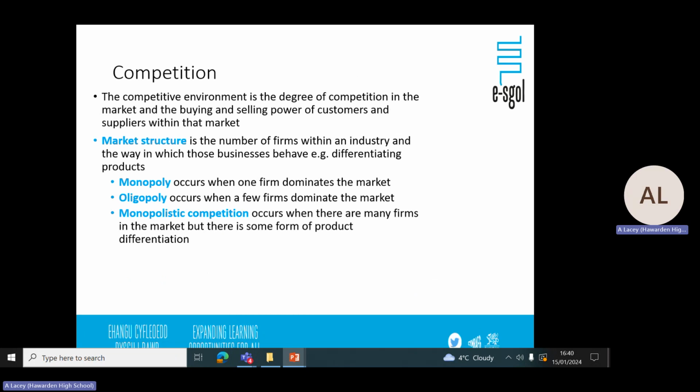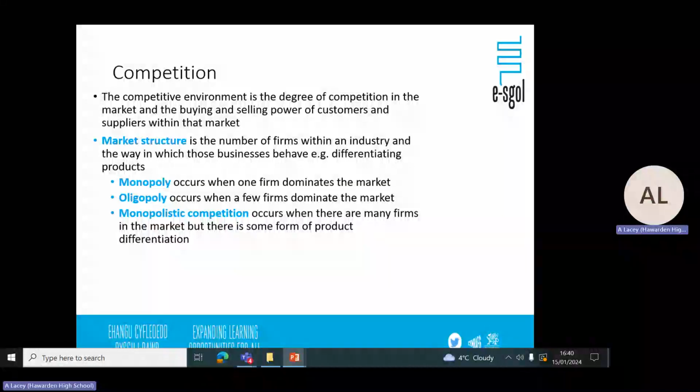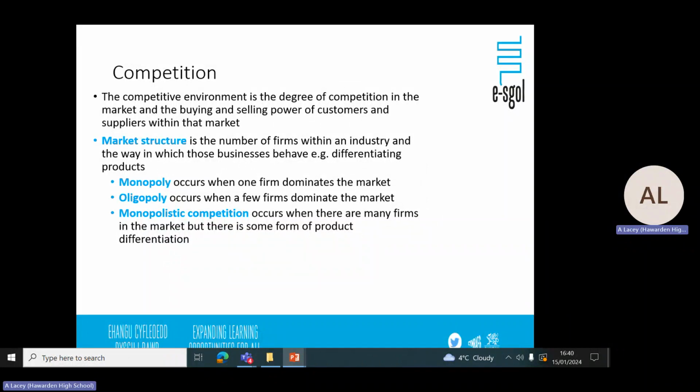So we're looking at competition now. So the competitive environment is a degree of competition in the market and the buying and selling power of customers and suppliers within that market. Now, a market structure is a number of firms within an industry and the way in which those businesses behave differentiating products. So there's different ways in which a market structure will sort of happen. So the 3 keywords there that we're going to be looking at over the next few minutes.